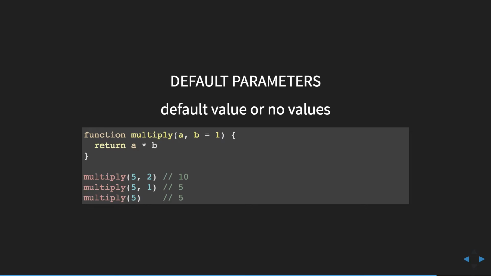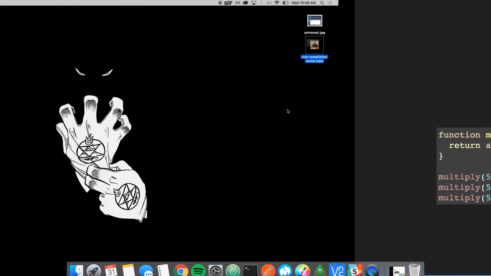Everyone think to yourself for a second, what would happen if we did not have a default value? What would the last line of code actually return? Not a number. What do you think? Undefined.